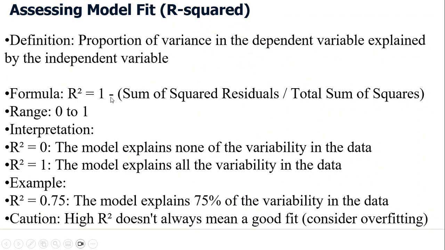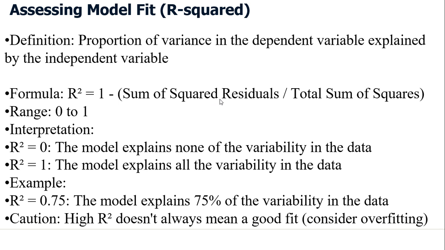R square equals 1 minus the sum of squared residuals over the total sum of squares. What is a residual? Residual is the difference between the observed value and the predicted value. It ranges from 0 to 1. And what's the interpretation? When R squared equals 0, the model explains none of the variability in the data. When R squared equals 1, the model explains all the variability in the data.